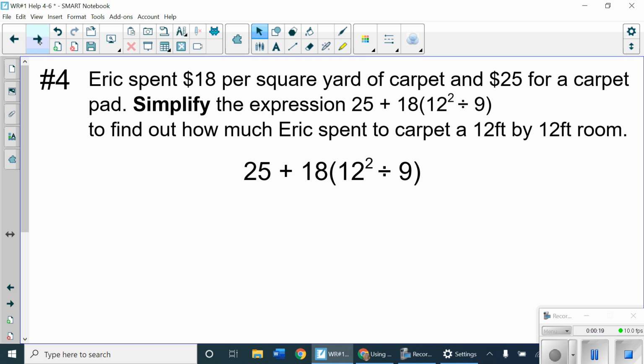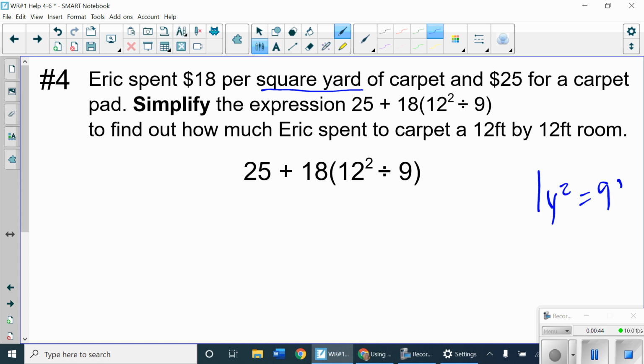Eric spent $18 per square yard of carpet and $25 for a carpet pad. Simplify the expression to find out how much Eric spent to carpet a 12-foot by 12-foot room. The reason we have a 9 is this is in per square yards, and 1 square yard is equal to 9 square feet. We will get into that later in geometry, so don't worry about that.